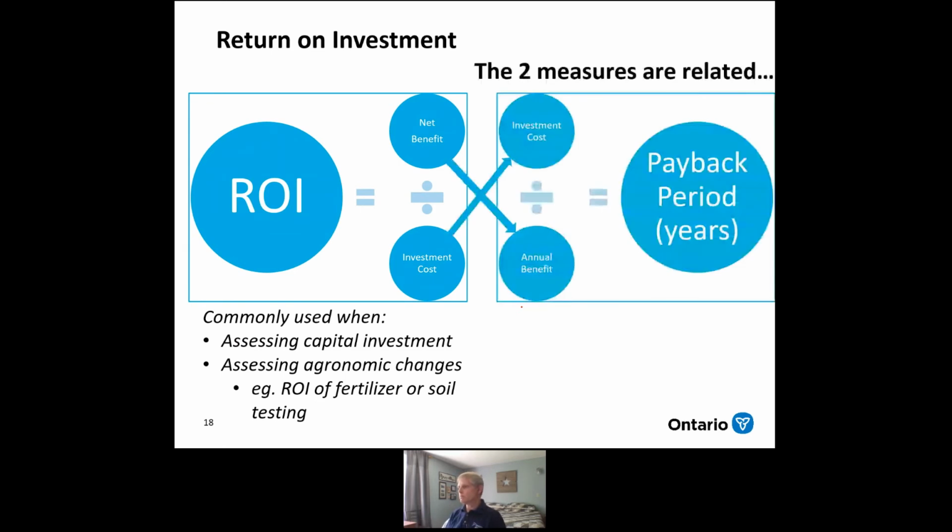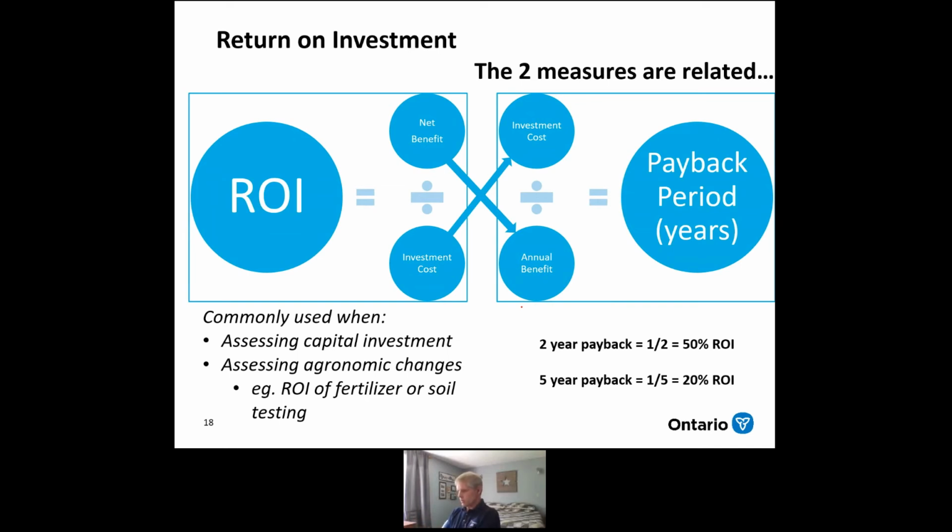You will notice that there's certainly a relationship between the payback period and the ROI. It's just simply the reverse of the two. So if you look at a 2-year payback period, that translates into a 50% return on investment. A 5-year payback period is a 20% return on investment.